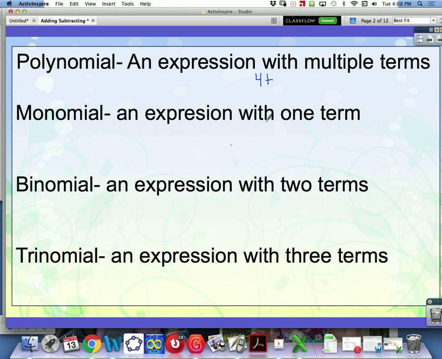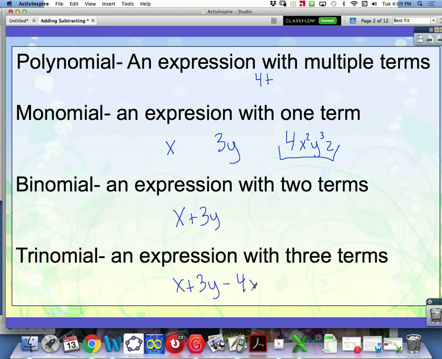Then we learned a monomial is an expression with one term. That could be something like an x, a 3y, or something more complicated like 4x squared y cubed z. All of these are monomials because they're just one chunk. A binomial is an expression with two terms, meaning we're going to put a plus or a minus in between two monomials. And then a trinomial would be if we put all of these together in one long string, meaning there's three separate chunks.